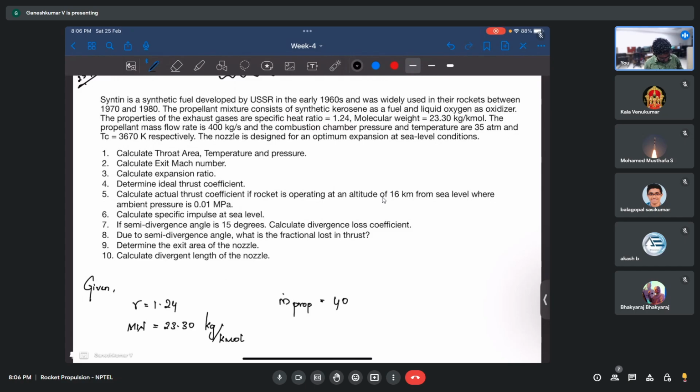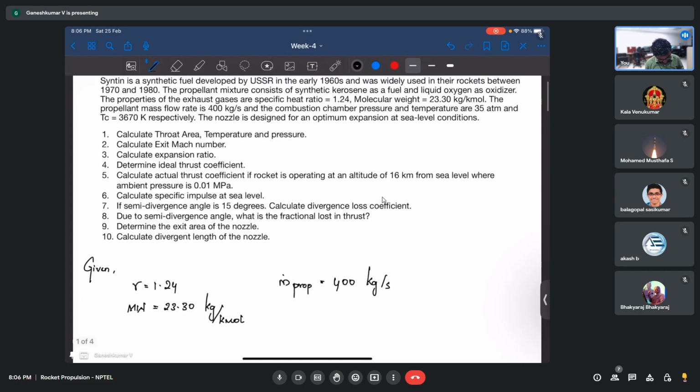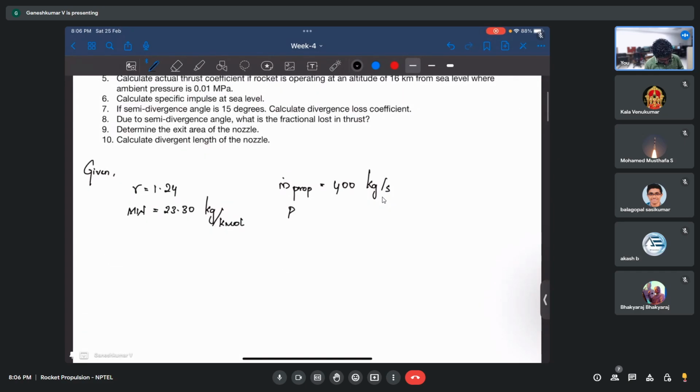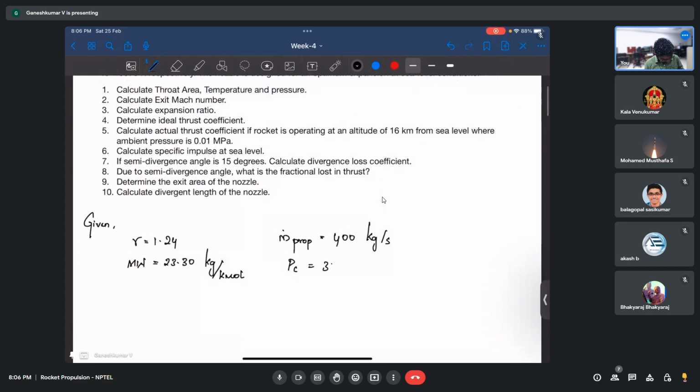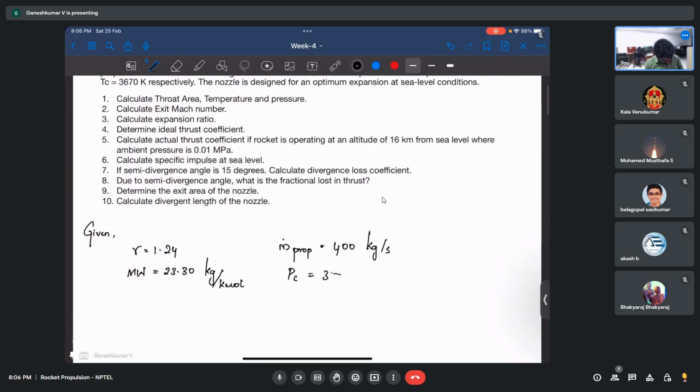And mass flow rate is given as 400 kg per second. This is going to be equal to the mass flow rate at the throat, and it is going to be equal to the mass burning rate of the propellant. Okay, both are the same, and we also have combustion chamber pressure, which is 35 atm, and chamber temperature, which is 3670 kelvin.